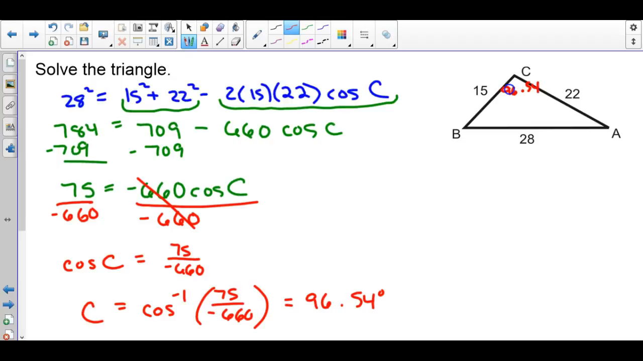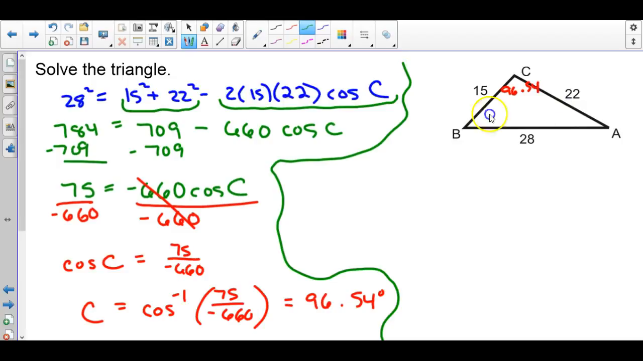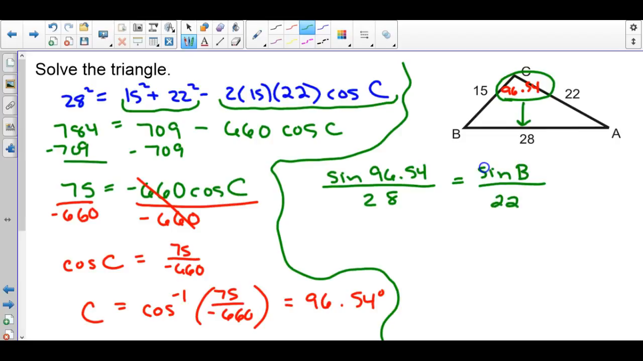And now that I have this angle, I do not need to use the law of cosines again. I can now use the law of sines. So how this is going to work is I have my angle and my opposite side to it. So I can say sine 96.54 over 28. And I'll just solve for angle B next. And I'll just say that is sine B over 22. And now this goes back to one of those first problems that we did. We're going to cross multiply and we're going to be solving for angle B. So we'll end up using inverse trig functions again.